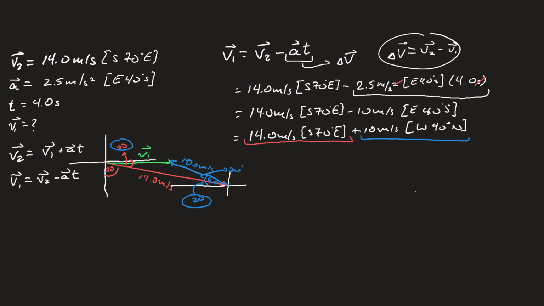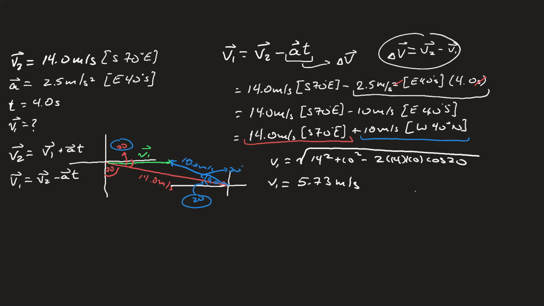So V1 is going to be equal to the square root of this entire thing: 14 squared plus 10 squared minus 2 times 14 times 10 times cos 20. When you solve that, you're going to end up with 5.73 meters per second. So that's just the value of V1, and it has nothing to do yet with the direction, right? So we've just found this value, the length of that green line.